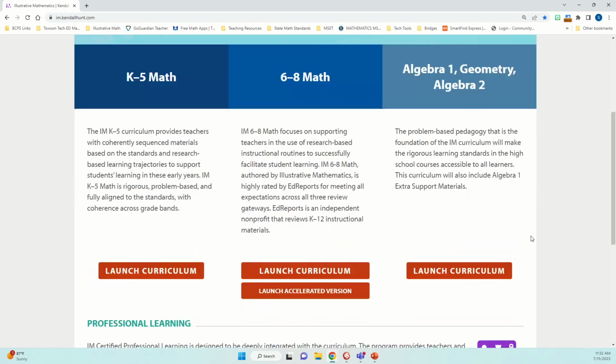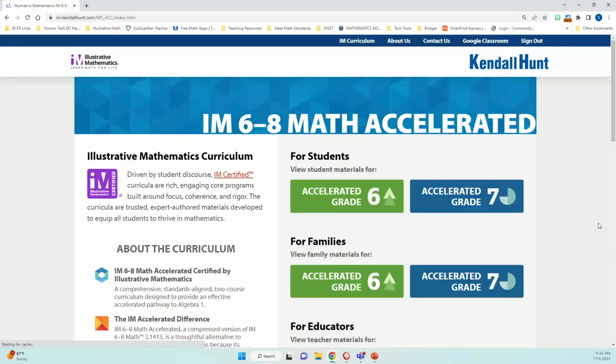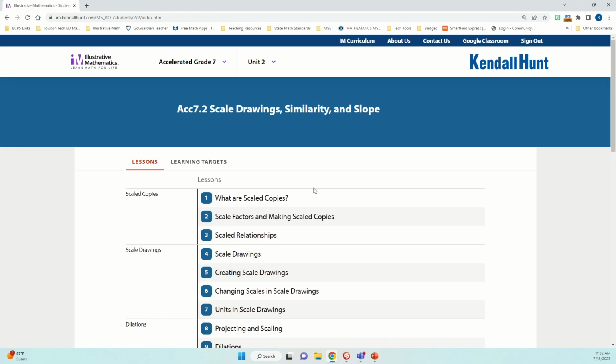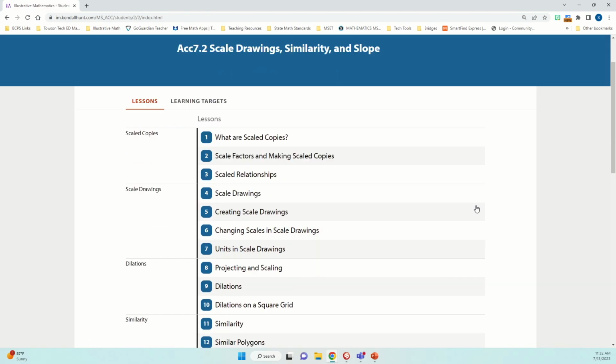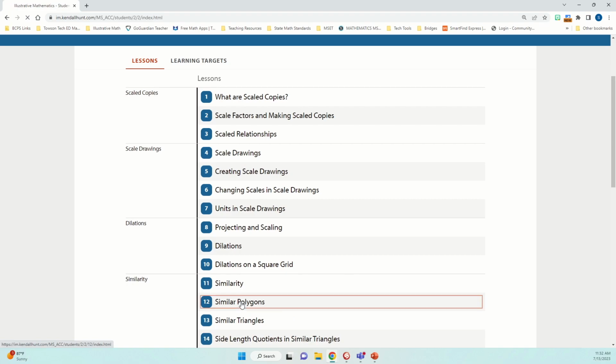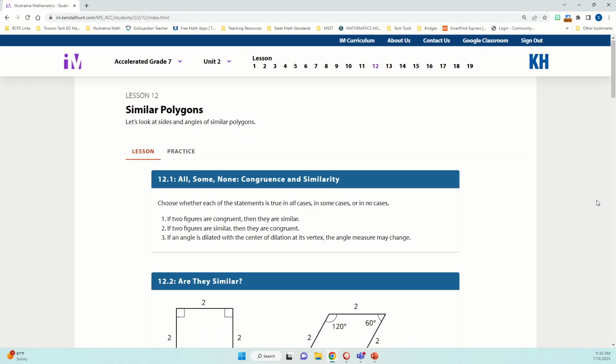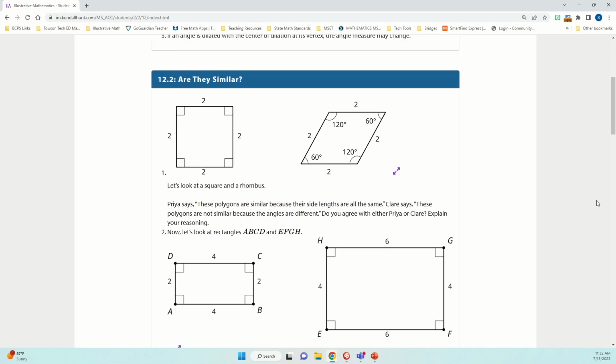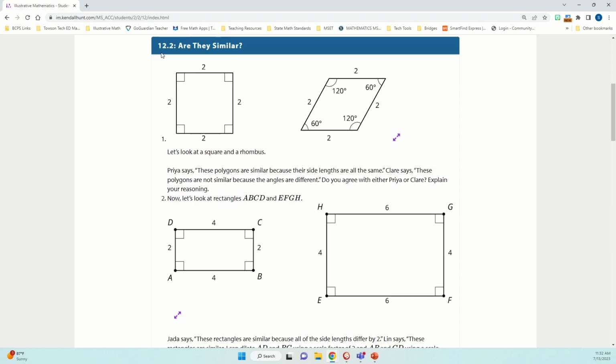For this video, we are going to be in the Accelerated 7, and we are looking at Unit 2, Scale Drawings, Similarity, and Slope. And for this one, we're going to take a look at similarity. In Unit 1, they learned about congruence. So we're going to take a look at how similarity is different from congruence in this video. And I'm using Lesson 12, Part 2, Section 2, Are They Similar?